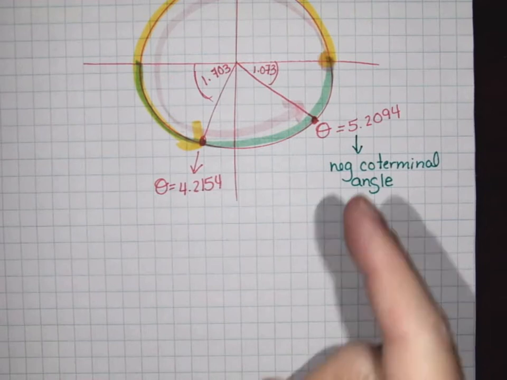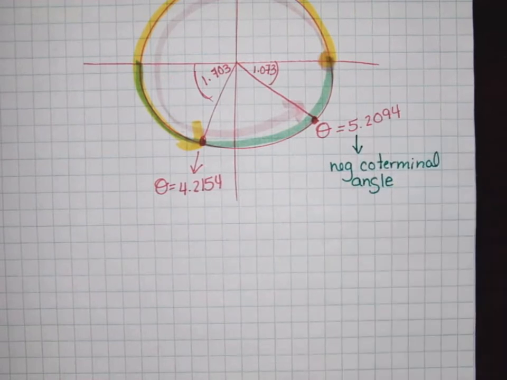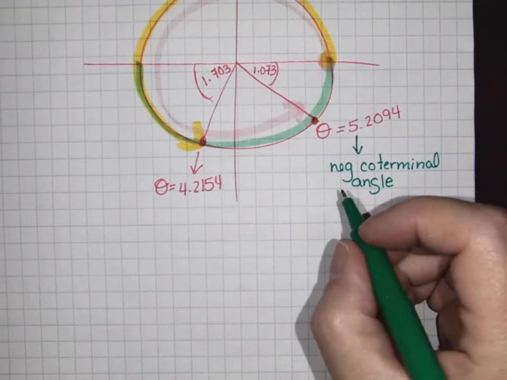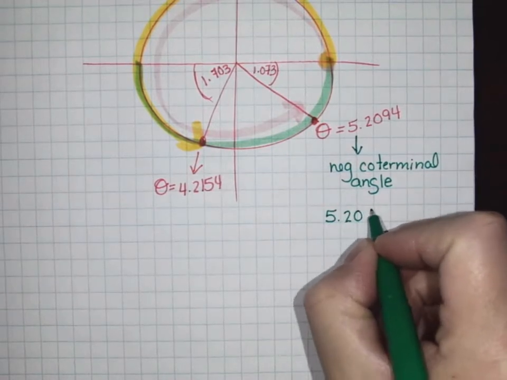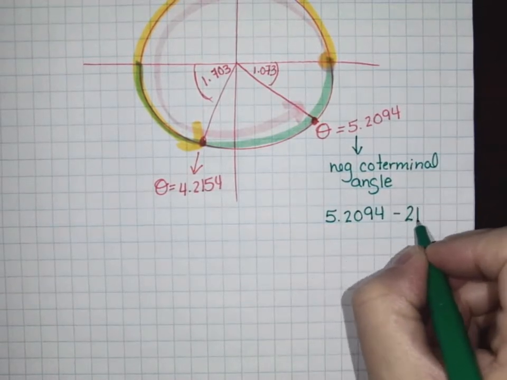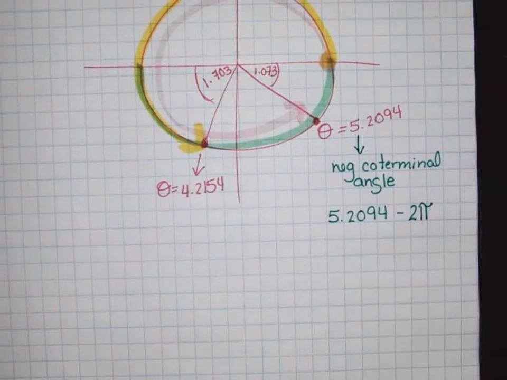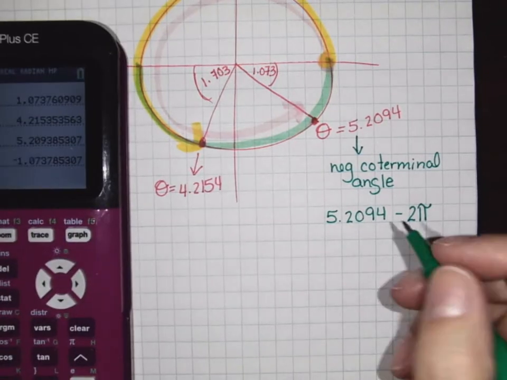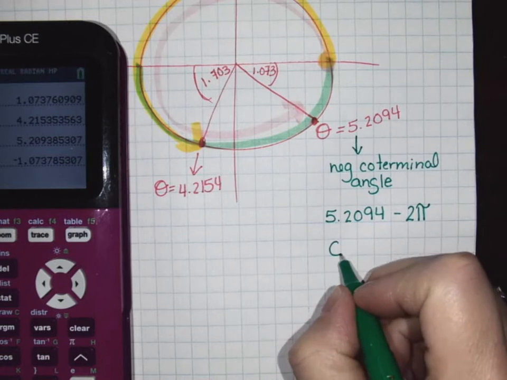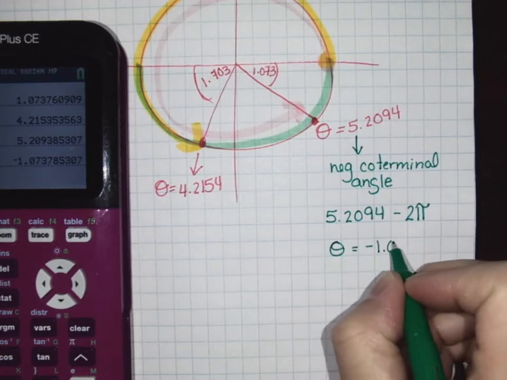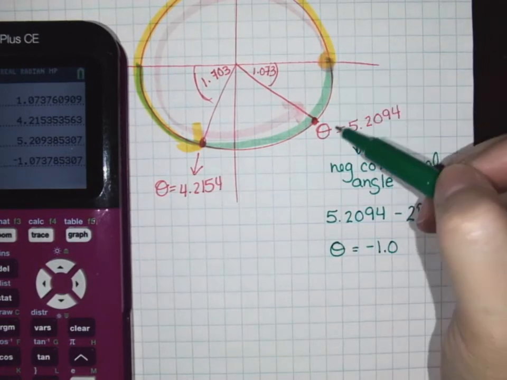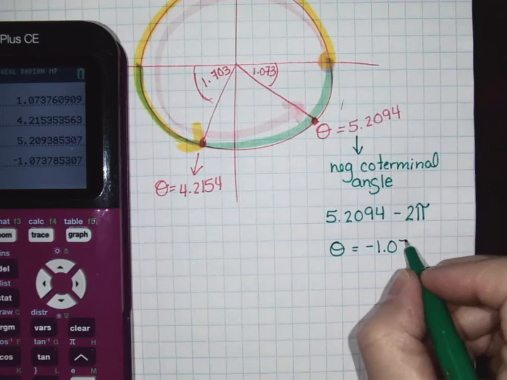So I need a negative coterminal angle for this. So what am I going to do? I'm going to subtract 2 pi from it. So I'm going to have 5.2094 minus a full rotation. Only benefit to this is you don't have to deal with fractions. Can we just type that in? Yep. I can on my calculator. I don't know if you can on yours. Well, tell me what I'm supposed to get. But that makes sense, right? In quadrant 4, that makes sense that that's what it should be.